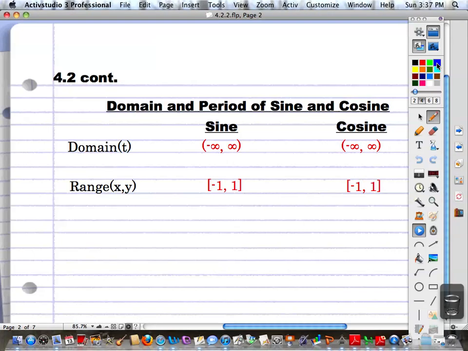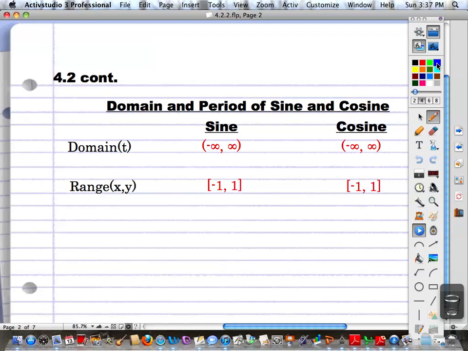Okay, today we're going to finish up section 4.2. We're going to talk about the domain and the period of the sine and the cosine functions. Remember, domain has to do with the input values, and those are our t, our numbers on our imaginary number line that are wrapping around that unit circle. And the range are the coordinates, the x and the y values.